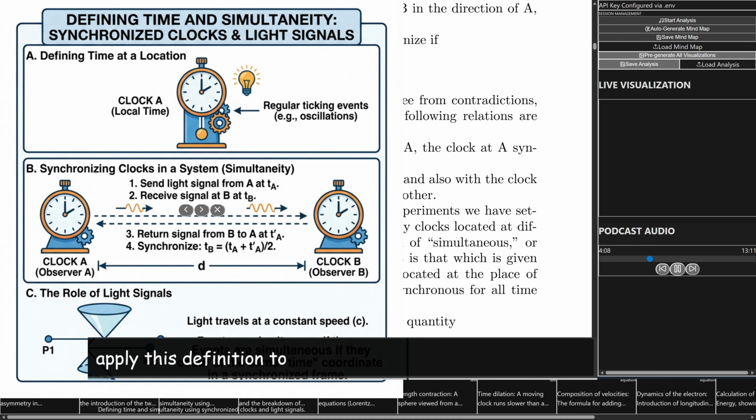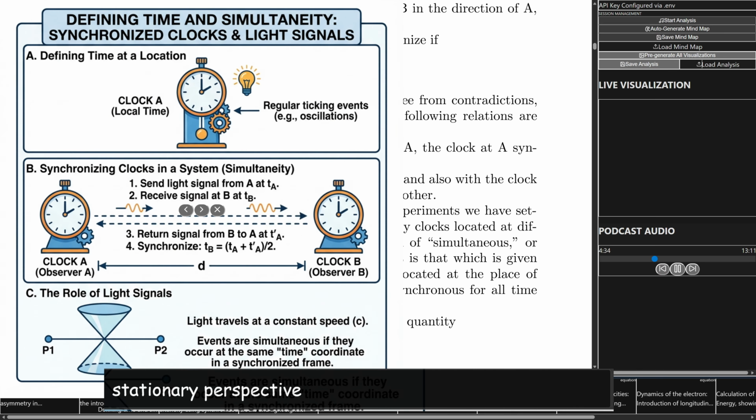A light signal is sent from A to B along the rod. From our stationary perspective, B is moving away from the light signal as it travels. So the light has to catch up to it. Exactly. The effective speed is c minus v. So the time it takes is the rod's length, let's call it AB, divided by c minus v.